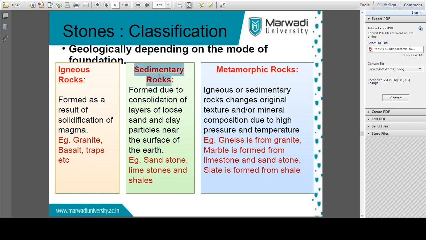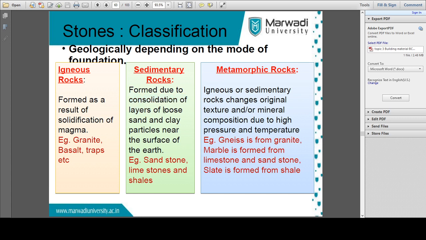Next is sedimentary rock. The key word in sedimentary rock is consolidation of layers. This is the key word whenever you are writing any definition. In igneous rock, solidification is a key word, and in sedimentary rock, the key word is consolidation of layers. So what do we mean by consolidation? It indicates different layers.